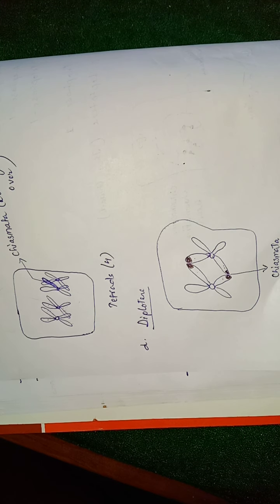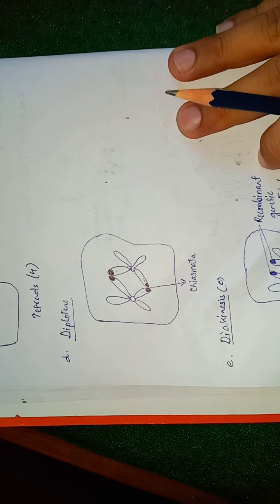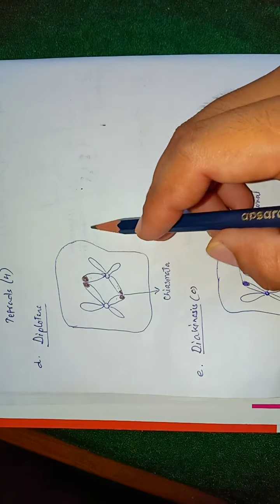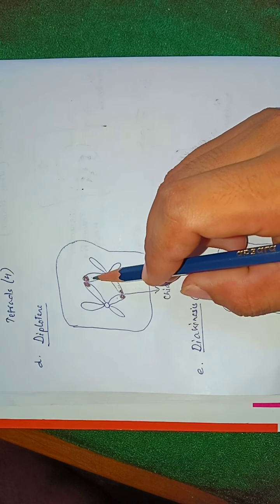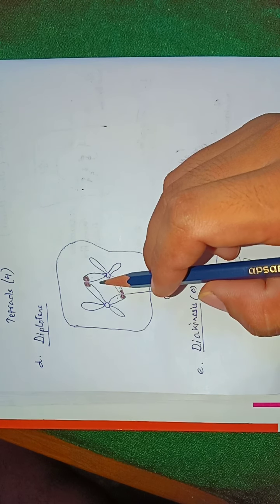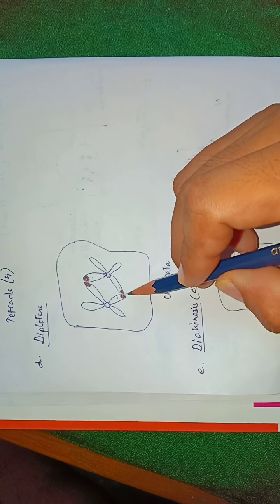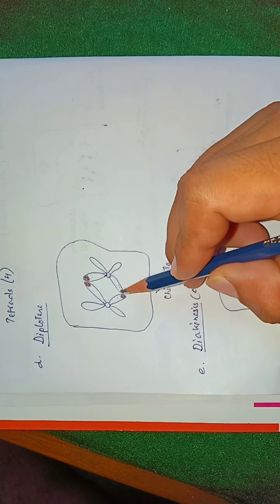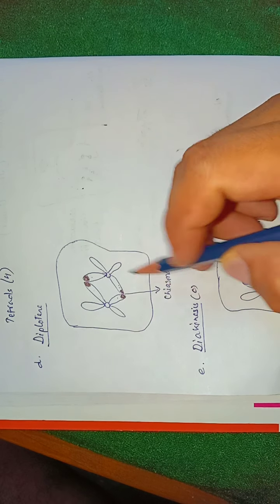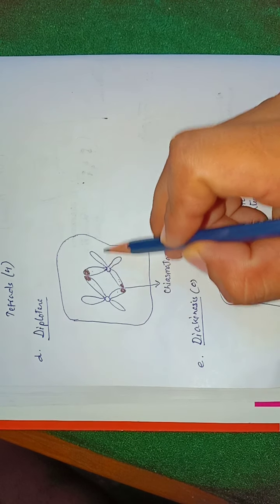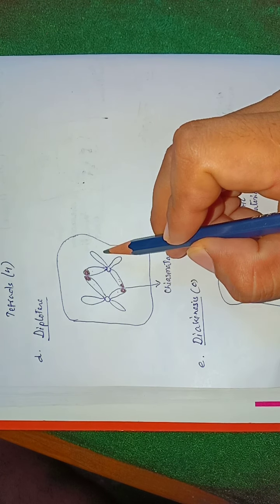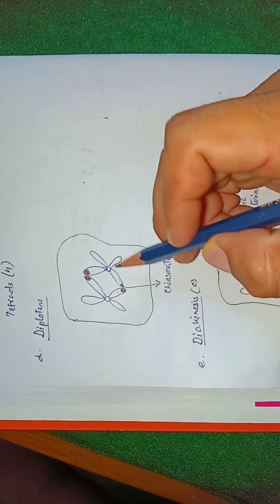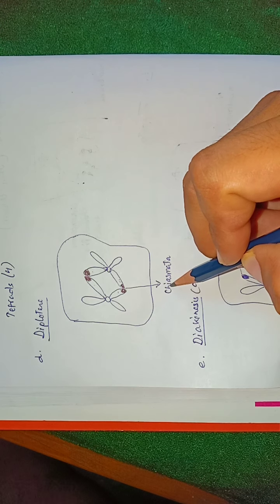Now, the fourth subphase is the diplotene. In diplotene, the bivalents begin to separate from each other, except at the site of the chiasmata. The chiasmata is the point of attachment, the site where the two non-sister chromatids attach. So there is a separation between the two. There is a tendency of separation between the two non-sister chromatids, but the point of chiasmata remains attached still.